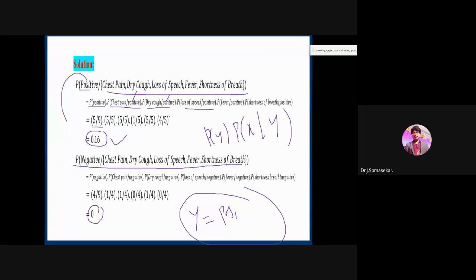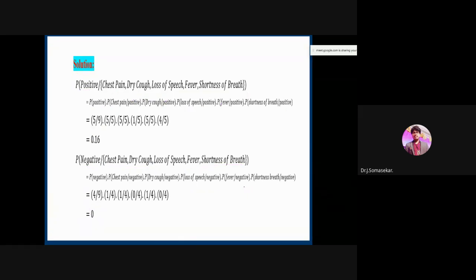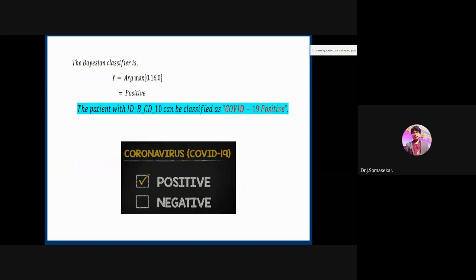Hence we can classify the given data is positive. That means the person has COVID positive. So this is one simple example of how to classify by using a Bayesian classifier. The final classification you can see here: argmax of probability of positive and probability of negative, and 0.16 is maximum.